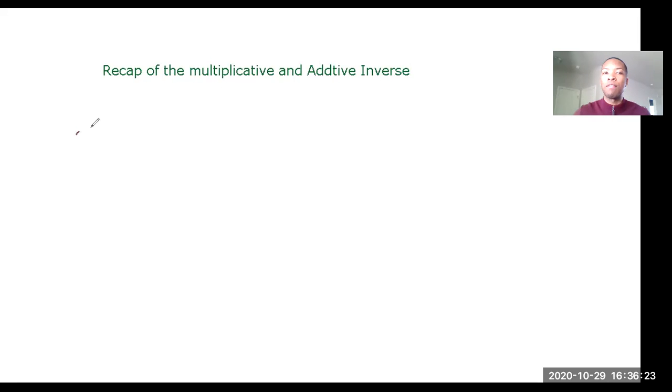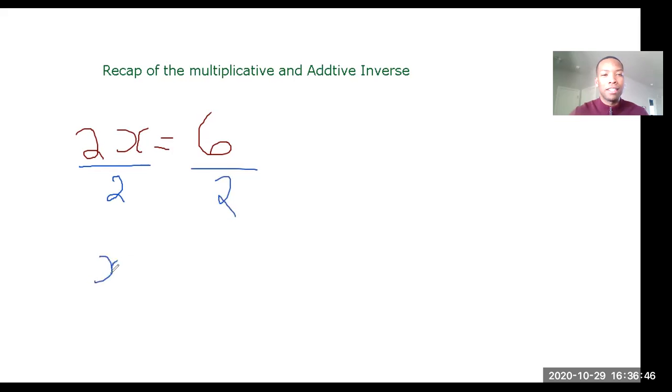We know when we're doing the multiplicative inverse, say we have 2x is equal to 6. Since 2 is multiplying x, I have to do the opposite. The opposite of multiply would be divide. So I would divide by 2, and whatever you do on one side, you've got to do on the other side. So x is equal to 3.